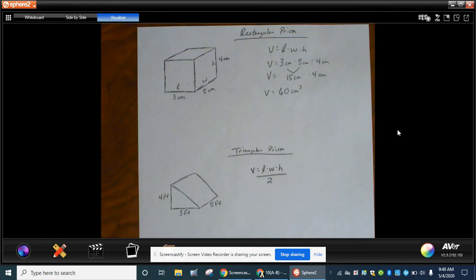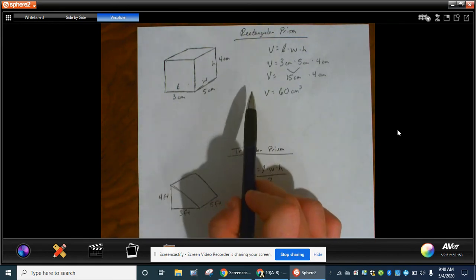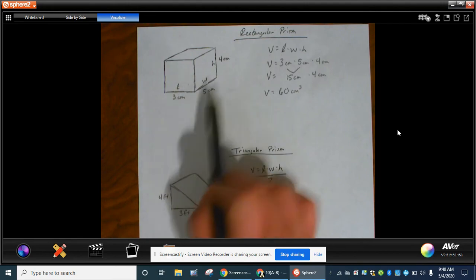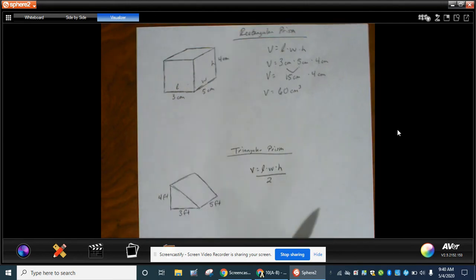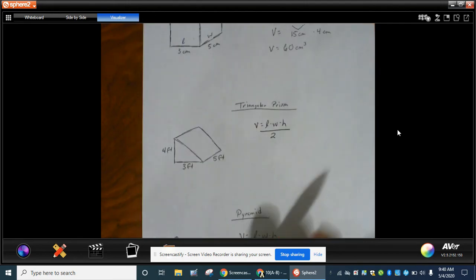The reason why for area we only do squares is because we're only multiplying two dimensions, length and height, or width and height. In this case, for volume we're multiplying three dimensions, that's why we're going to cube our answer. All right, so let's go on down. So that's pretty much basic, straightforward for a rectangular prism. You just multiply all these dimensions together. All right, let's talk about triangular prism.